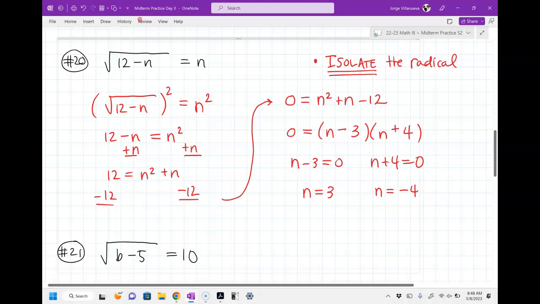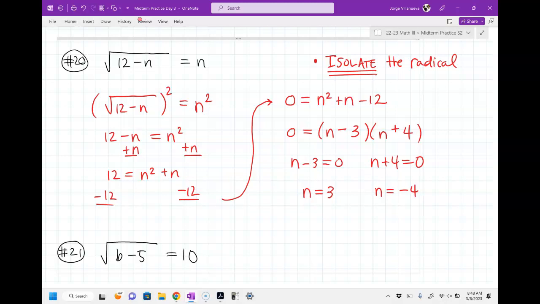So if I plug in a 3 into my original equation, does it come out true? What does it come out to? 3 equals 3, right? Because 12 minus 3 is 9. Square root of 9 is 3. And then the other side would say 3, so 3 equals 3. Perfect. What if I plug in a negative 4?